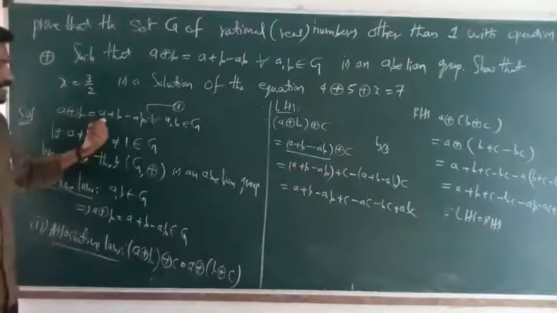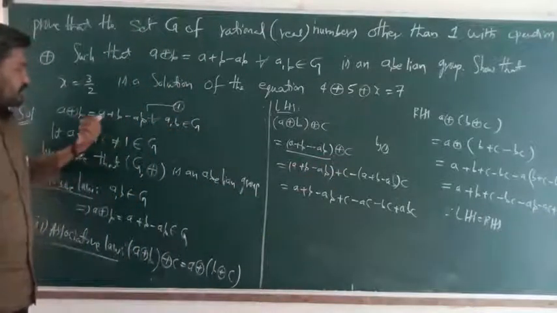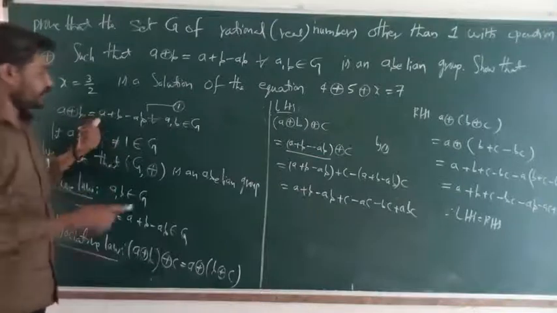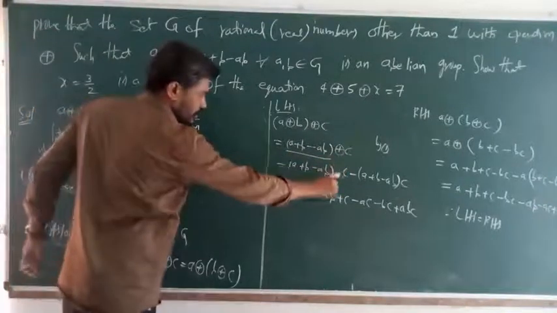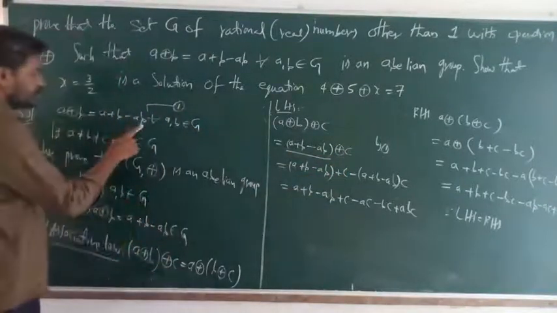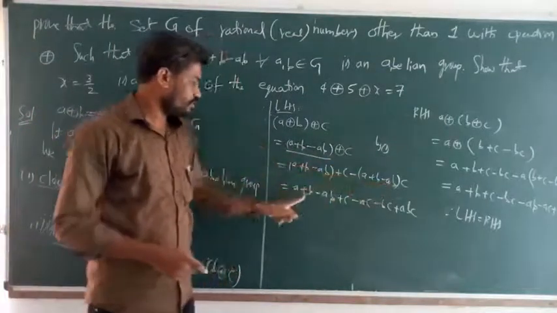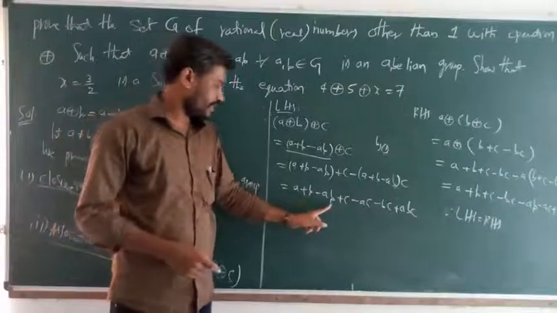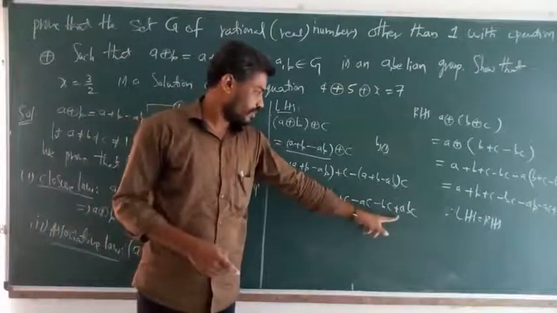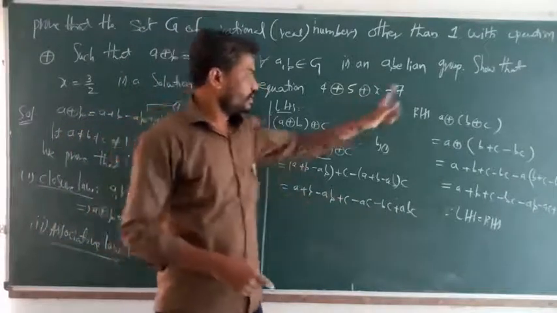Substitute this condition. A plus B minus AB direct sum C means A plus B minus AB, plus C, minus A plus B minus AB into C. After total simplification, A plus B plus C minus AB minus BC minus AC plus ABC. This is the LHS. Next, the RHS.